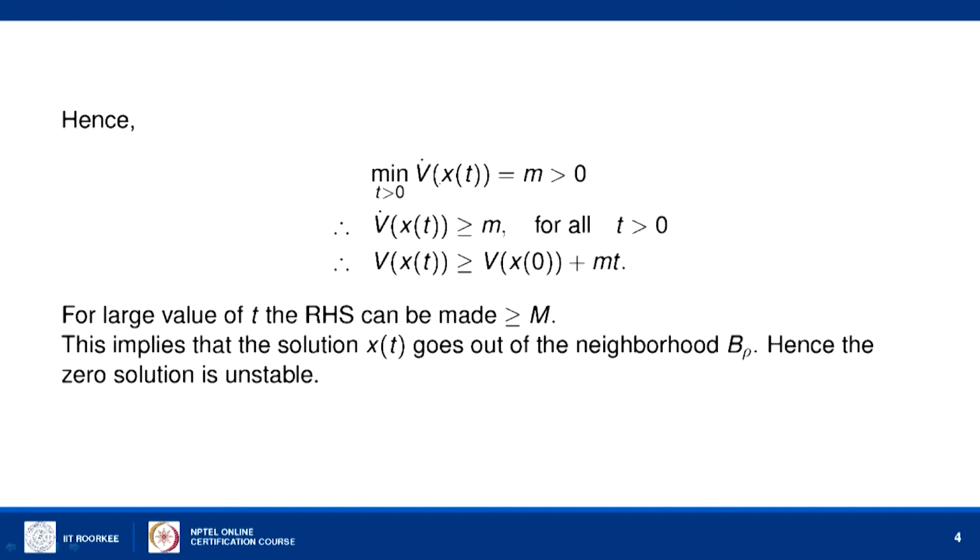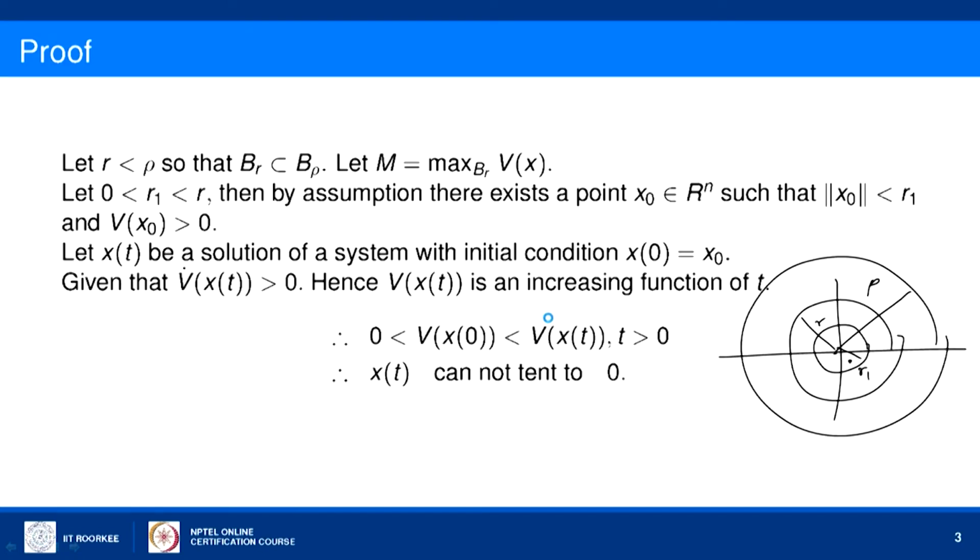of V dot x of t equal to m here in this case. So we can write V dot x of t is greater than or equal to m, and integrating we get V of x of t is greater than V of x of 0 plus m into t. Integrating from 0 to t we get this expression. From this, for large value of t, the right hand side can be made greater than capital M, where capital M is the maximum value which was defined here on this ball.